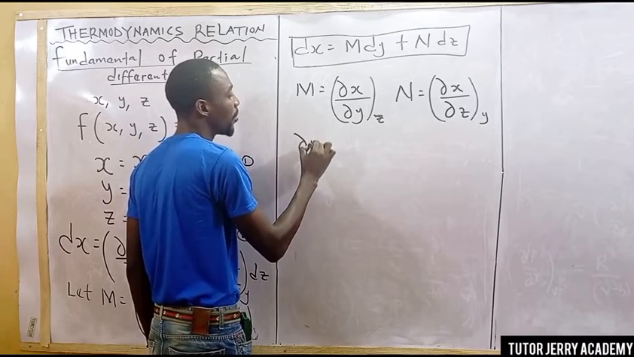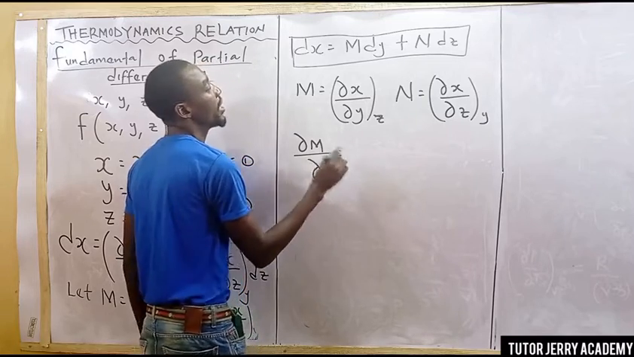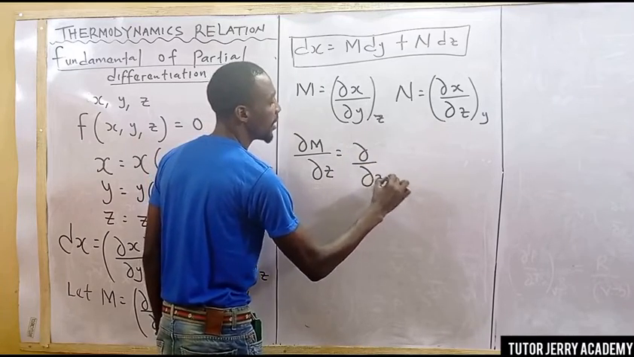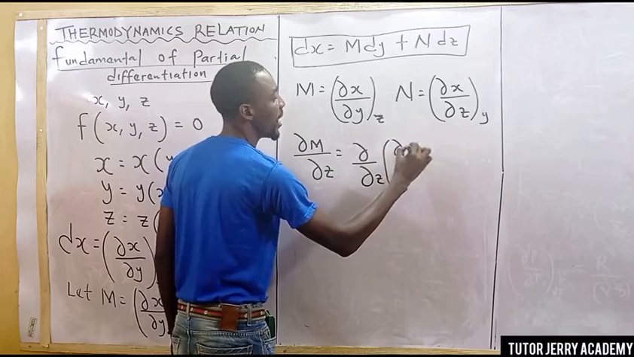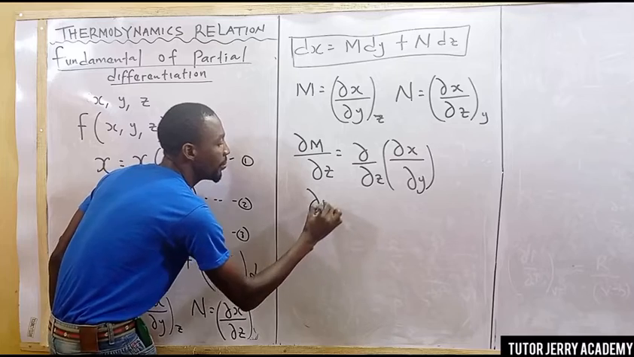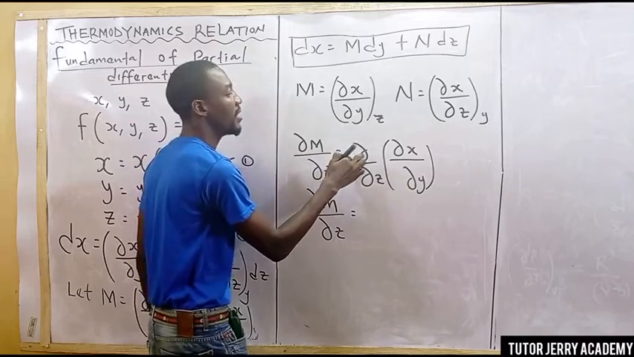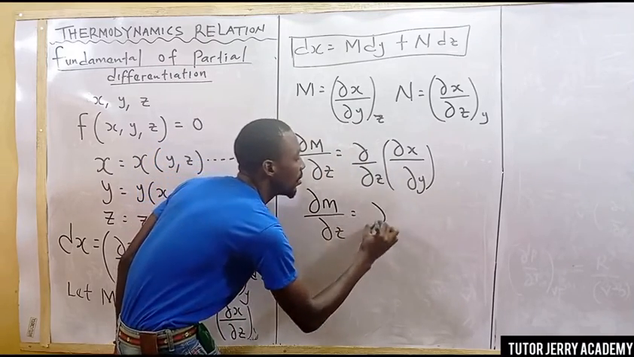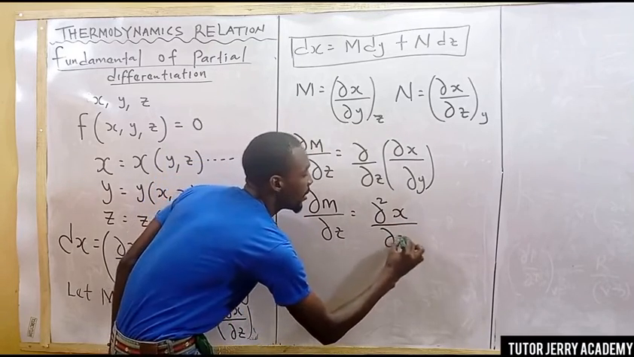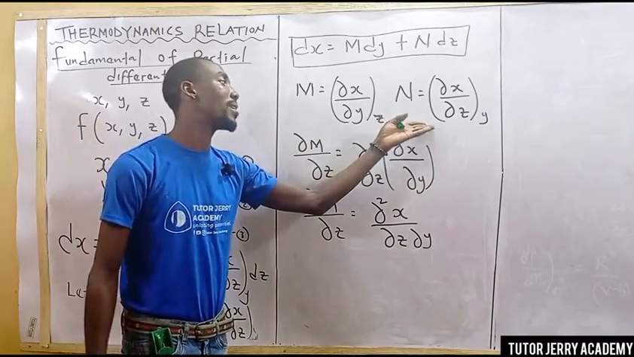The partial derivative of M with respect to the partial derivative of z will be equal to, now we are differentiating this, so we are going to have the derivative in respect to z, then into everything that we have there, which is the partial derivative of x over y. So if we do this now, our dM with respect to z will be equal to this multiplied by this, which is going to give us the square of partial x over dz, then dy.